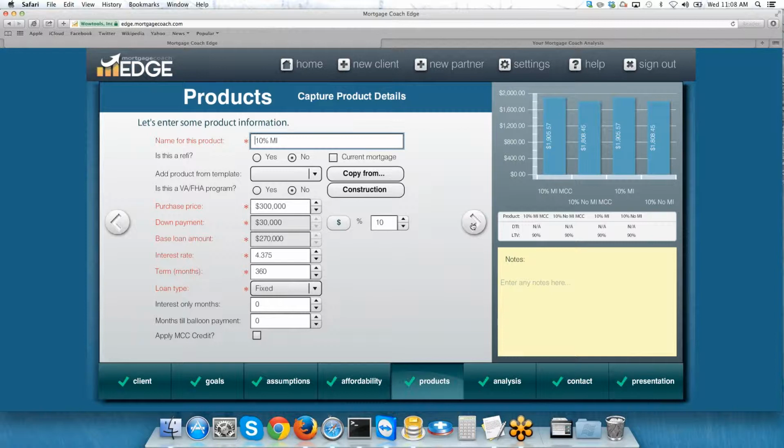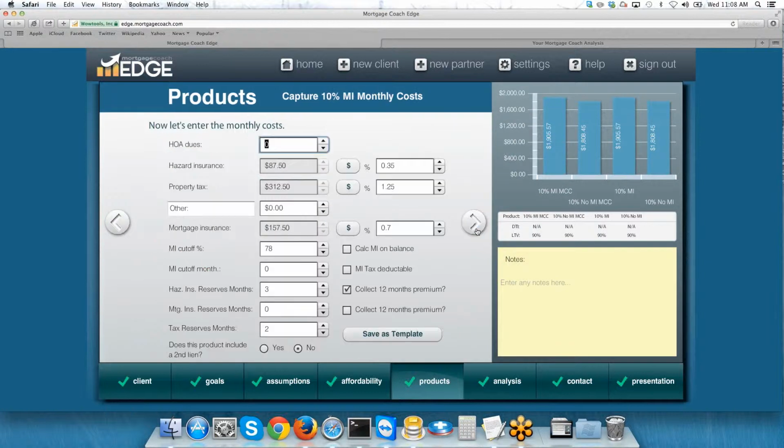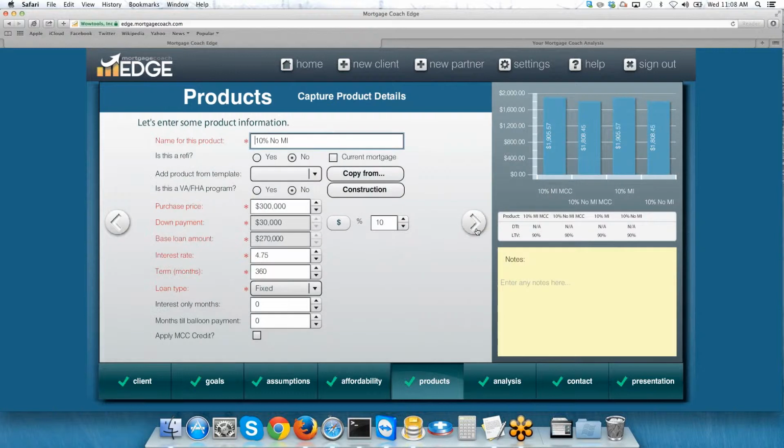Now the third product here is 10% down MI, no MCC tax credit. So you can see how using the copy button would really help you generate this presentation quickly. If you use the copy button and then just disable whatever field is the difference, which in this case is that MCC tax credit line, I can copy that first product into this third slot, uncheck the box, and I'm good to go. So I don't need to do anything with my closing costs. I don't need to do anything with the monthly costs or the reserves. And fourth product, same thing. This is a copy of the second product, but without the MCC checkbox.